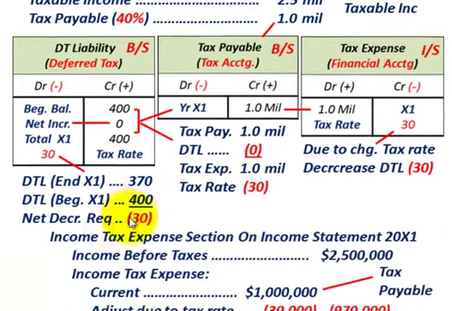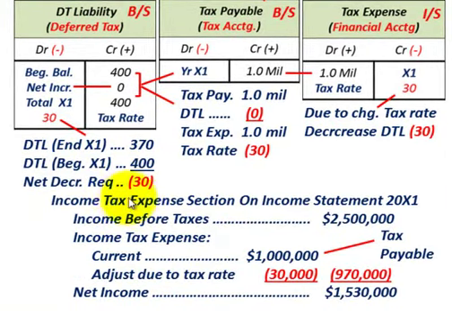Okay, so now let's look at how we'd record this in the income tax expense section of our income statement for the end of the year, 20X1. Remember, that's our first year. We'd have listed our income before taxes, which was $2.5 million. Now we have to break out our income tax expense. Our current portion was the $1 million based on our tax payable.